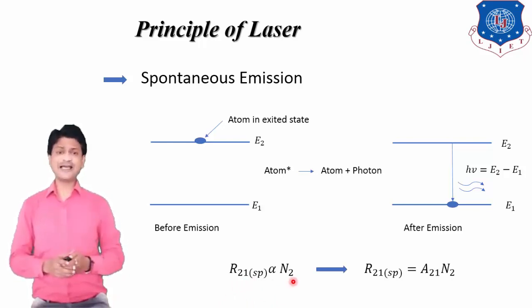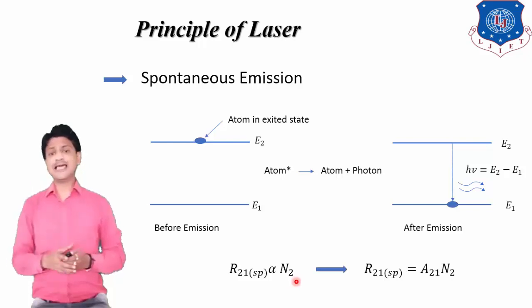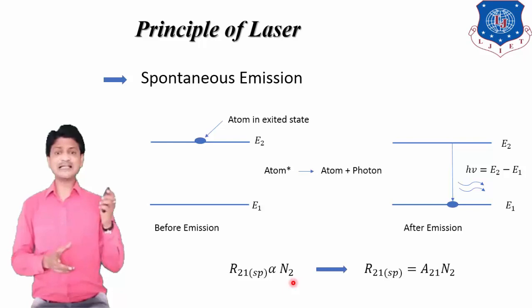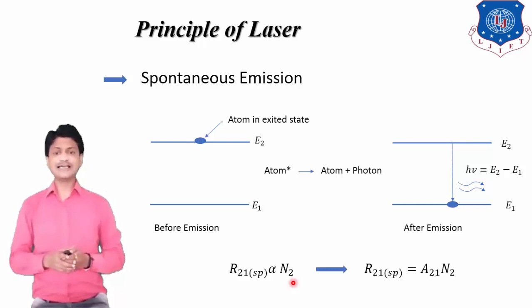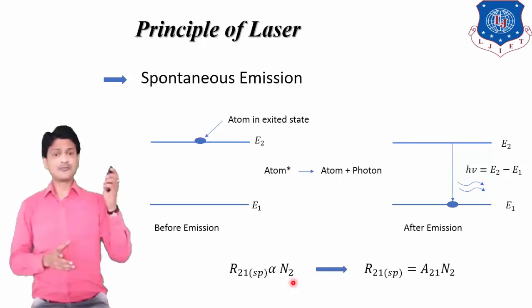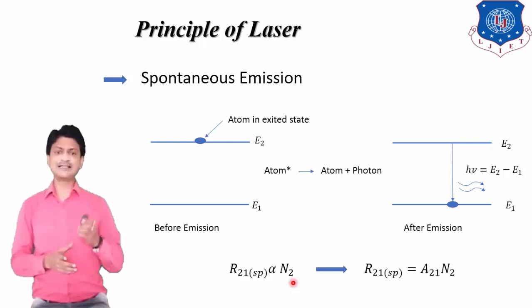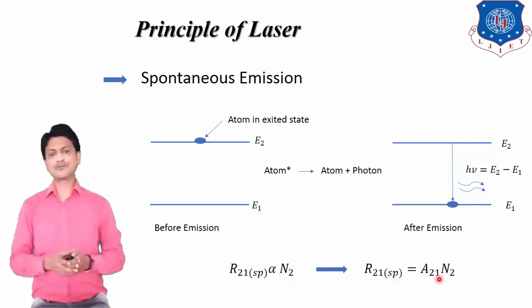Here we have not applied any external photon to the atom which is in higher energy state. That's why here we can say that rate of spontaneous emission R21 is directly proportional to the population of high energy level, that is N2. So here R21 is equal to A21 N2, where A21 is the coefficient of spontaneous emission.